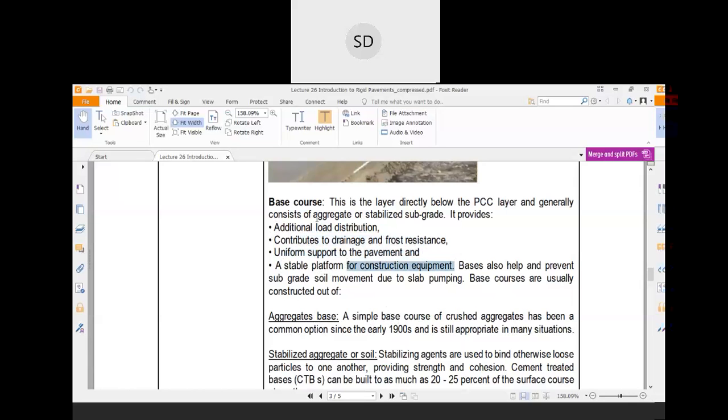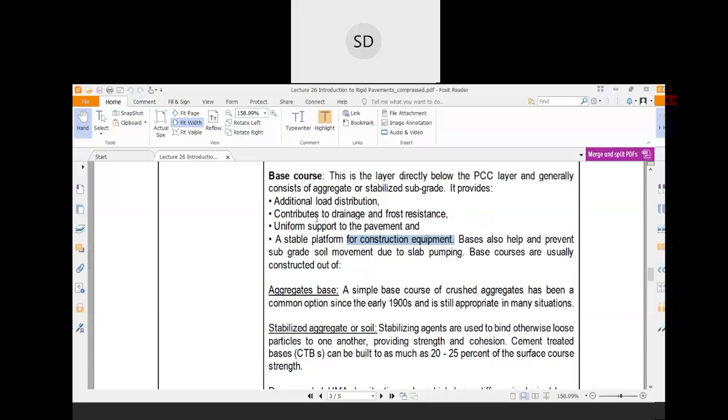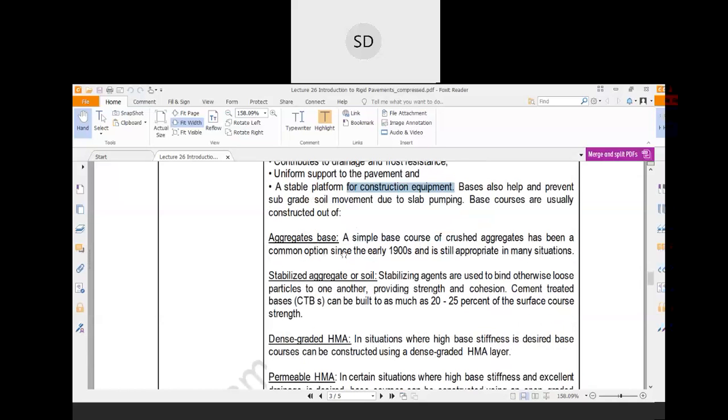Now, this base course is a choice if your subgrade course is not suitable enough or it cannot carry the load. In that case, you can use the base course. If your subgrade is okay, in that case, you can directly make the surface course over the subgrade course.